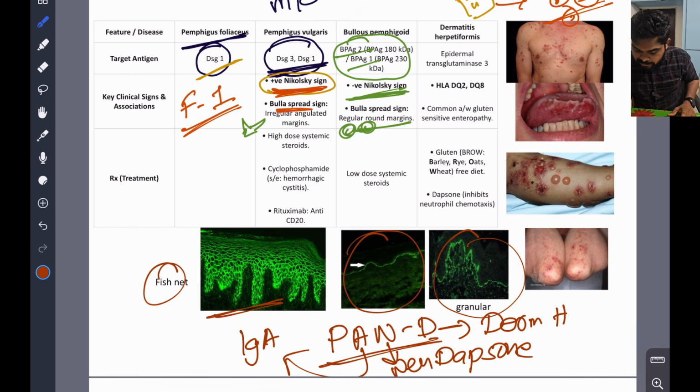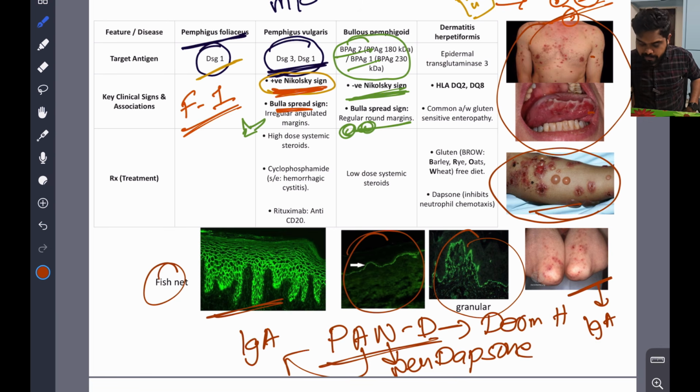See, you can see the lesions. This is pemphigus vulgaris, and this is pemphigus vulgaris. Oral lesions are there in pemphigus vulgaris. You can see this bulla. This is bullous pemphigoid, a big bulla. You can see this one. This is IgA, that is dermatitis herpetiformis lesions.